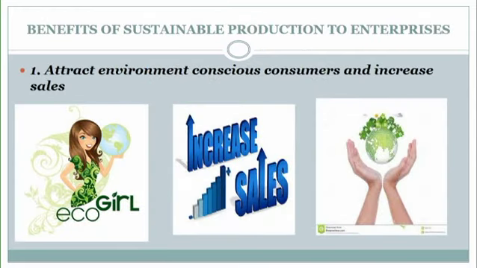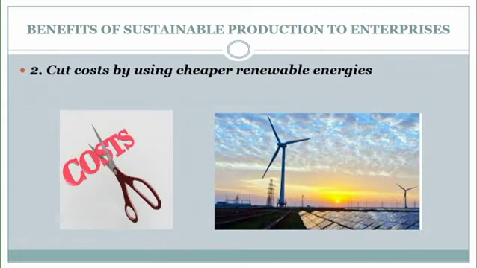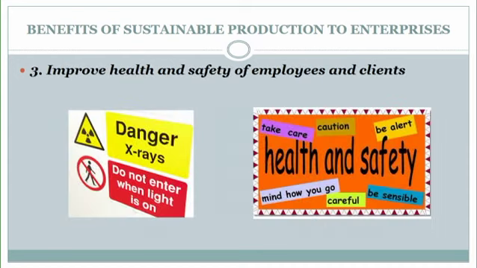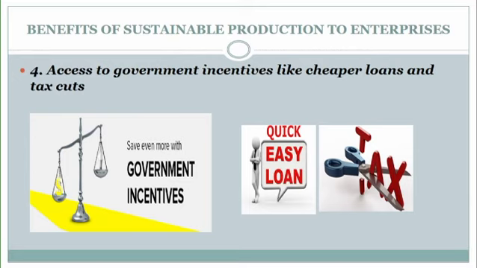Benefits of sustainable production to enterprises. What are the advantages of sustainable production to businesses? Firstly, it attracts environment-conscious consumers, thus increasing sales. Low cost by using cheaper renewable energies. Improve health and safety of workers and customers. And get access to government incentives like, for example, cheaper loans and lower taxes.